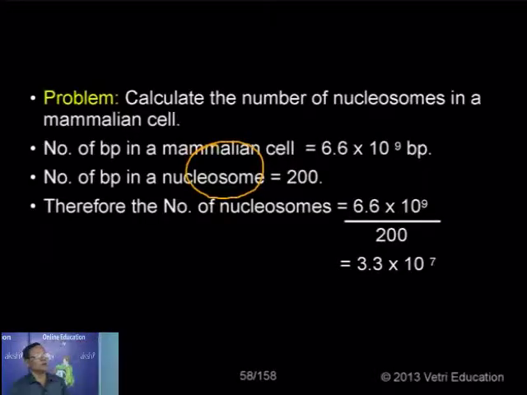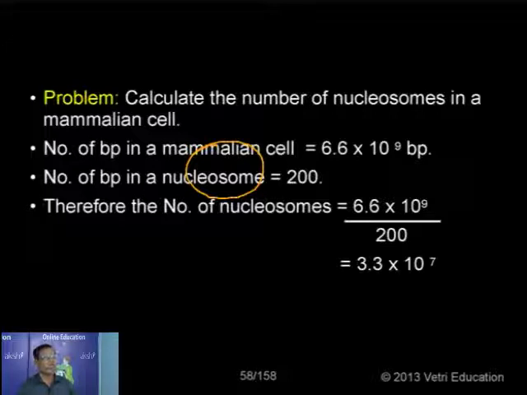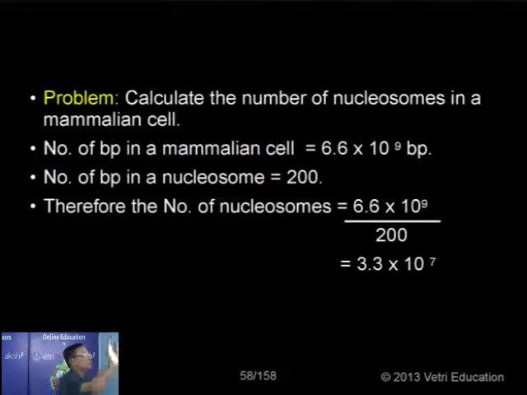I mentioned earlier that in a nucleosome, if we are taking the nucleic acid DNA, nearly 200 base pairs are found in the DNA bit which forms a part of the nucleosome. From this unit we can calculate how many base pairs, or how many nucleosomes, are found in a mammalian cell. So the problem is how to calculate the number of nucleosomes in a mammalian cell.